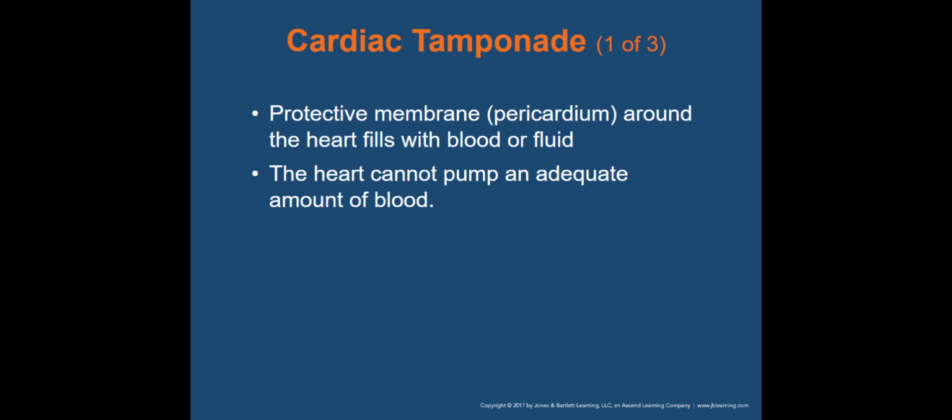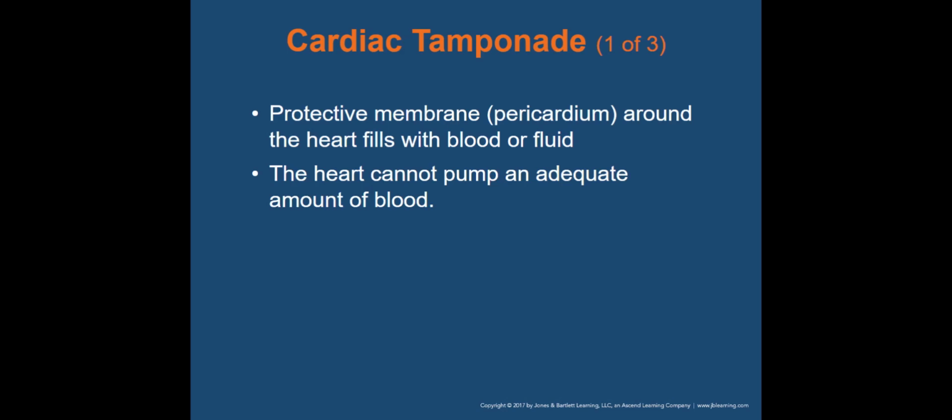What happens in cardiac tamponade is that the area beneath the pericardium starts to bleed, whether it's due to the muscle damage or it's due to a pericardial tear, and that starts to fill with blood. So as it fills with blood, then it inhibits the ability of the heart itself to expand. And so it can't fill with blood to pump out to the rest of the body.